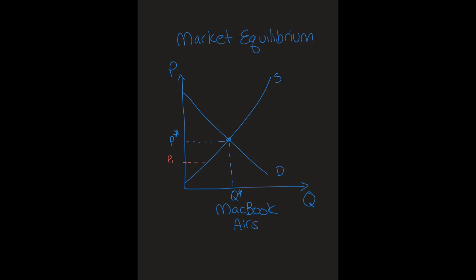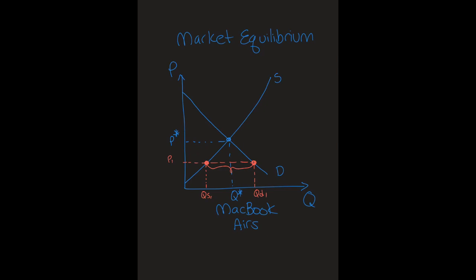So at P1, we have a disequilibrium between quantity demanded and quantity supplied. At P1, the number of units available for sale by suppliers is QS1 based on the supply curve, and the number of units demanded at that price by consumers is QD1. Now notice here what we have: a misalignment of quantity supplied and quantity demanded.